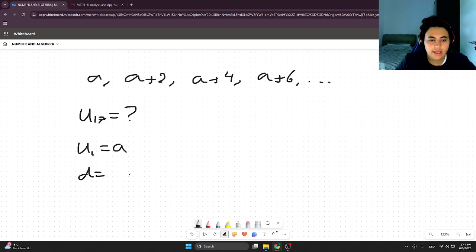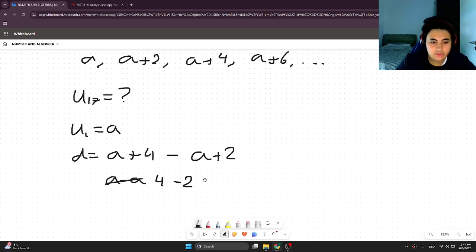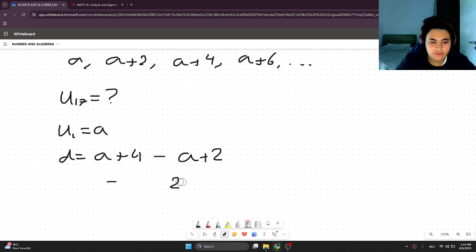Let's use these two. A plus 4 minus A plus 2, right? So A minus A, and then 4 minus 2. These two cancel. 4 minus 2 is 2. So D, common difference, is 2, right?